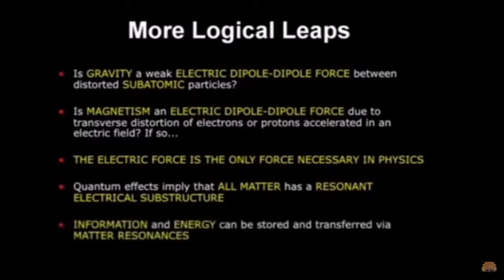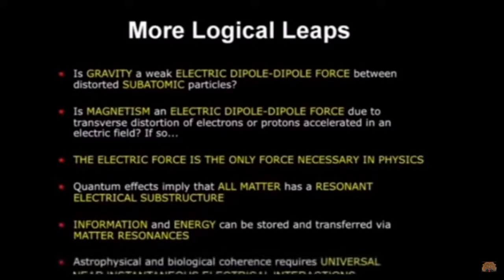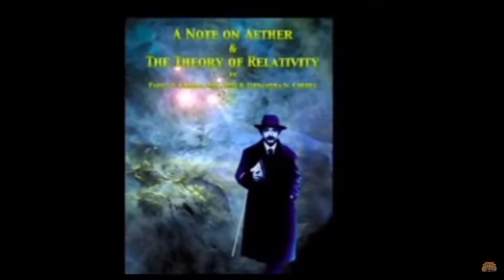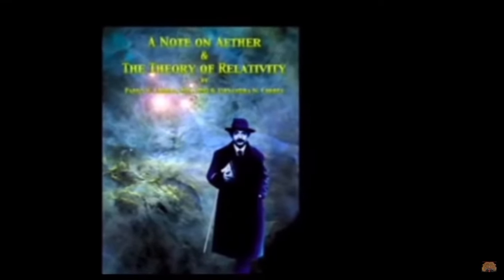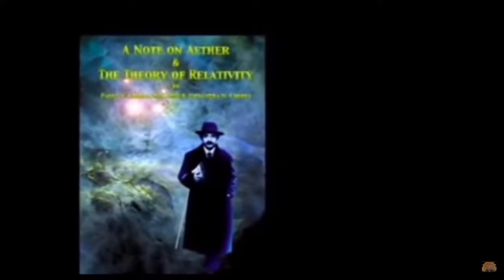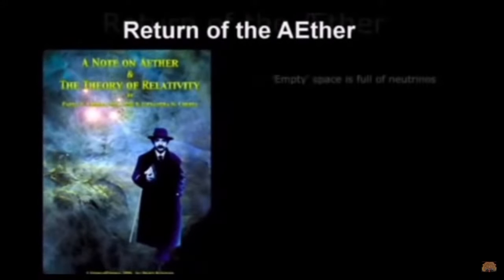Information and energy can be stored and transferred via these matter resonances, and that has significance in biological systems too. So astrophysical and biological coherence requires universal, near-instantaneous electrical interactions. All of the so-called spooky quantum things are no longer spooky if we accept this idea. We have a return of the ether. We must have particles to be able to transfer the energy and the forces through so-called empty space.